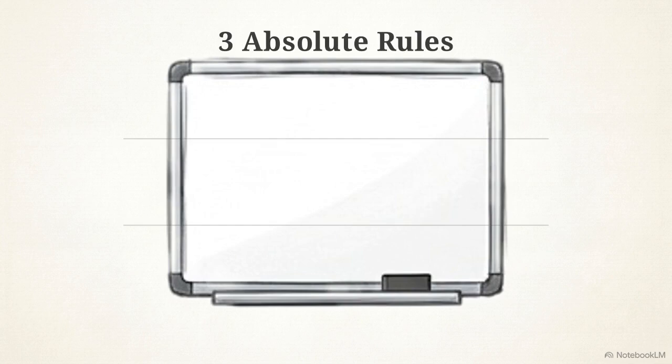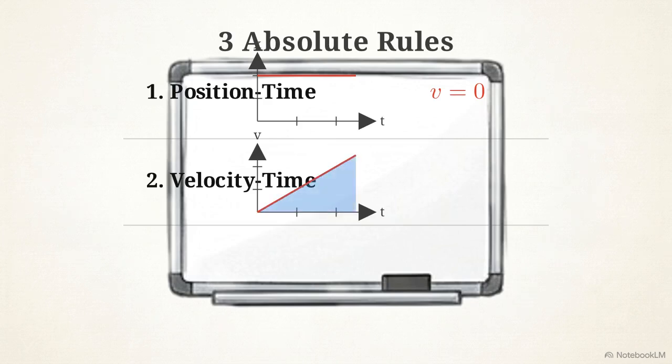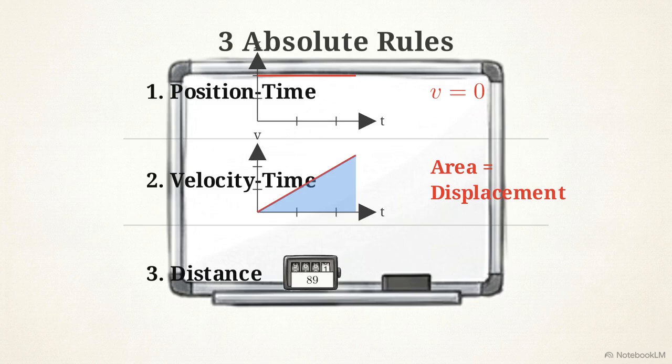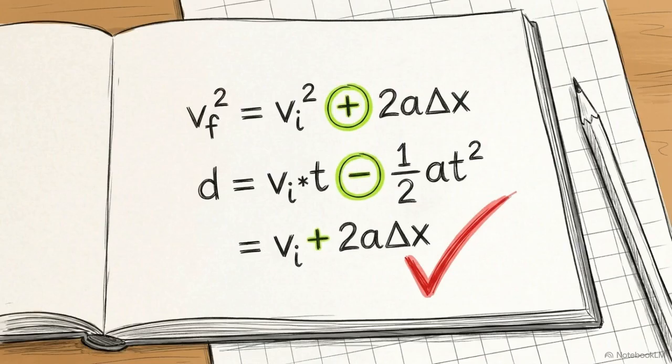Let's lock in the 3 absolute rules of one-dimensional motion. 1. A horizontal line on a position time graph means the object is at rest, 0 velocity. 2. The area under a velocity time graph always equals total displacement. 3. Total distance can never decrease. Capture these rules for your notes. Keep your reference frames clear, watch your signs, and the mathematics of motion will always work out.